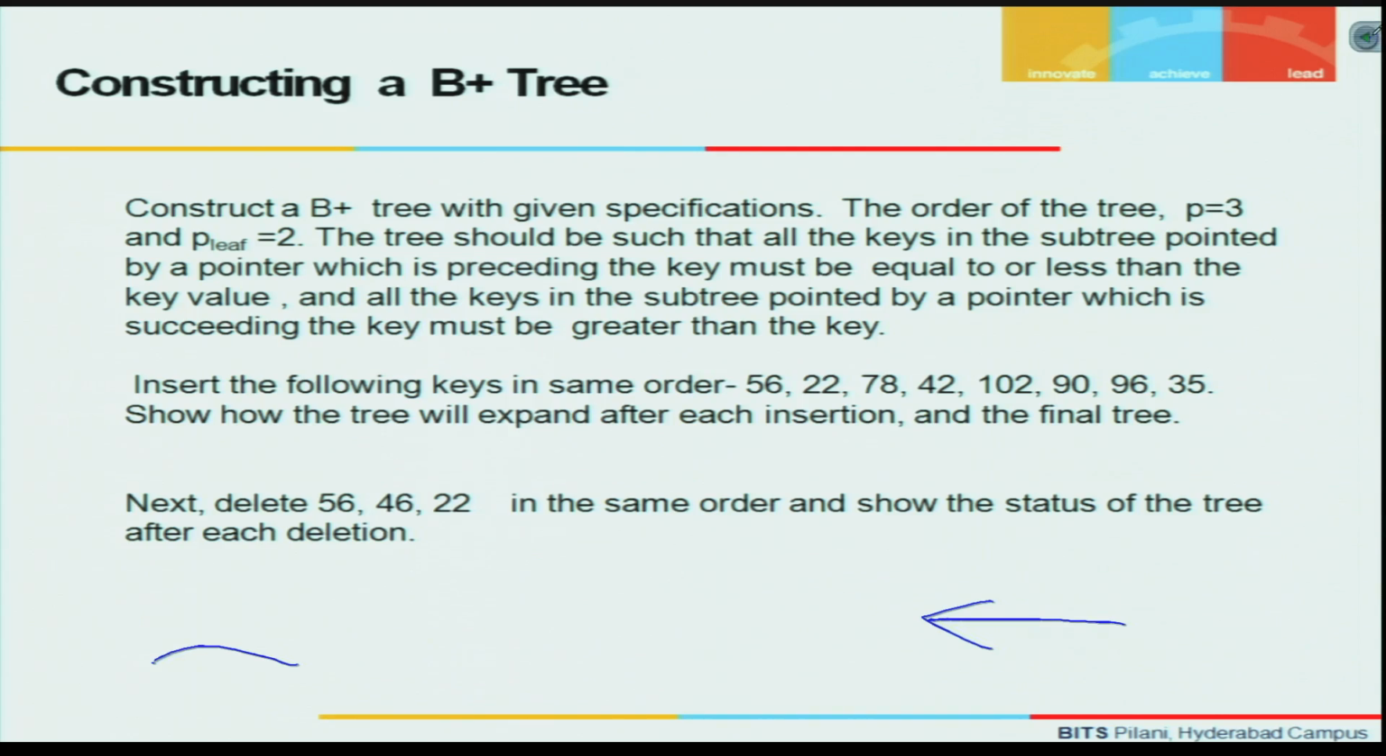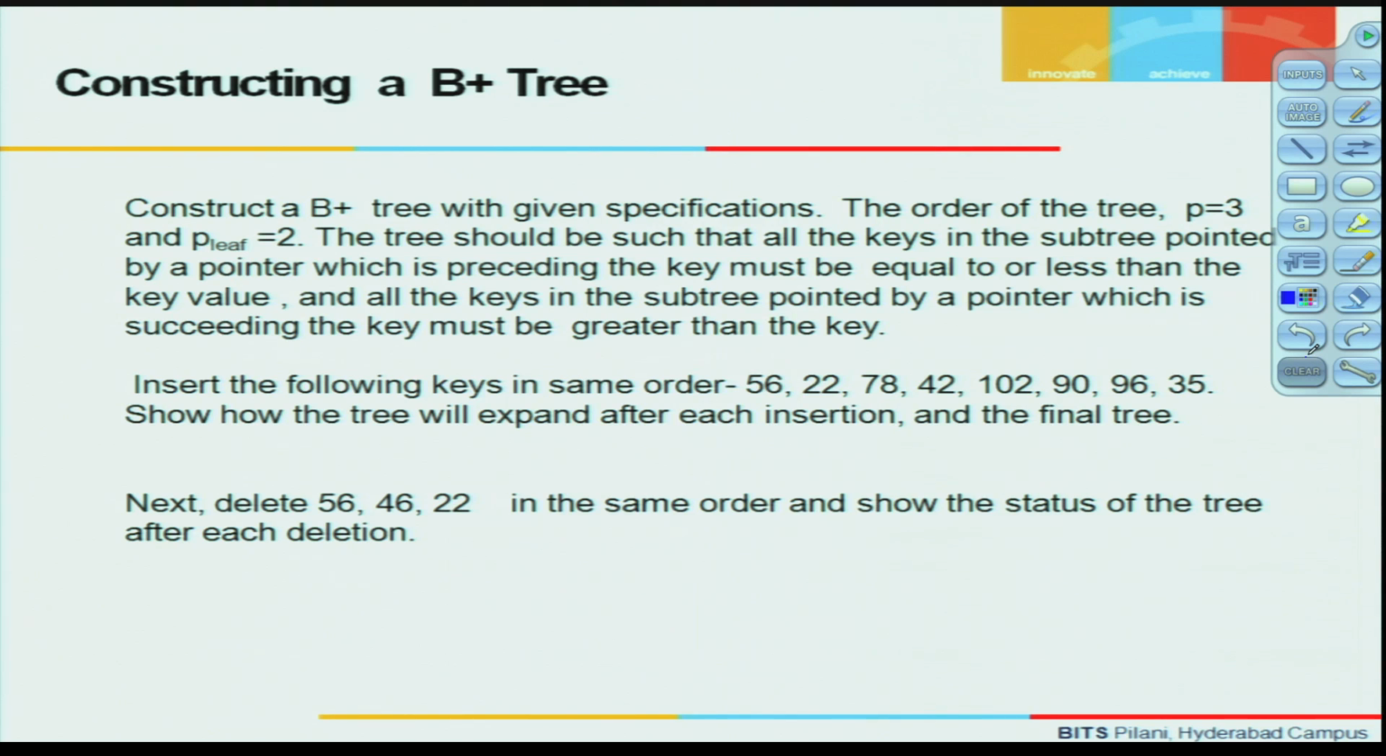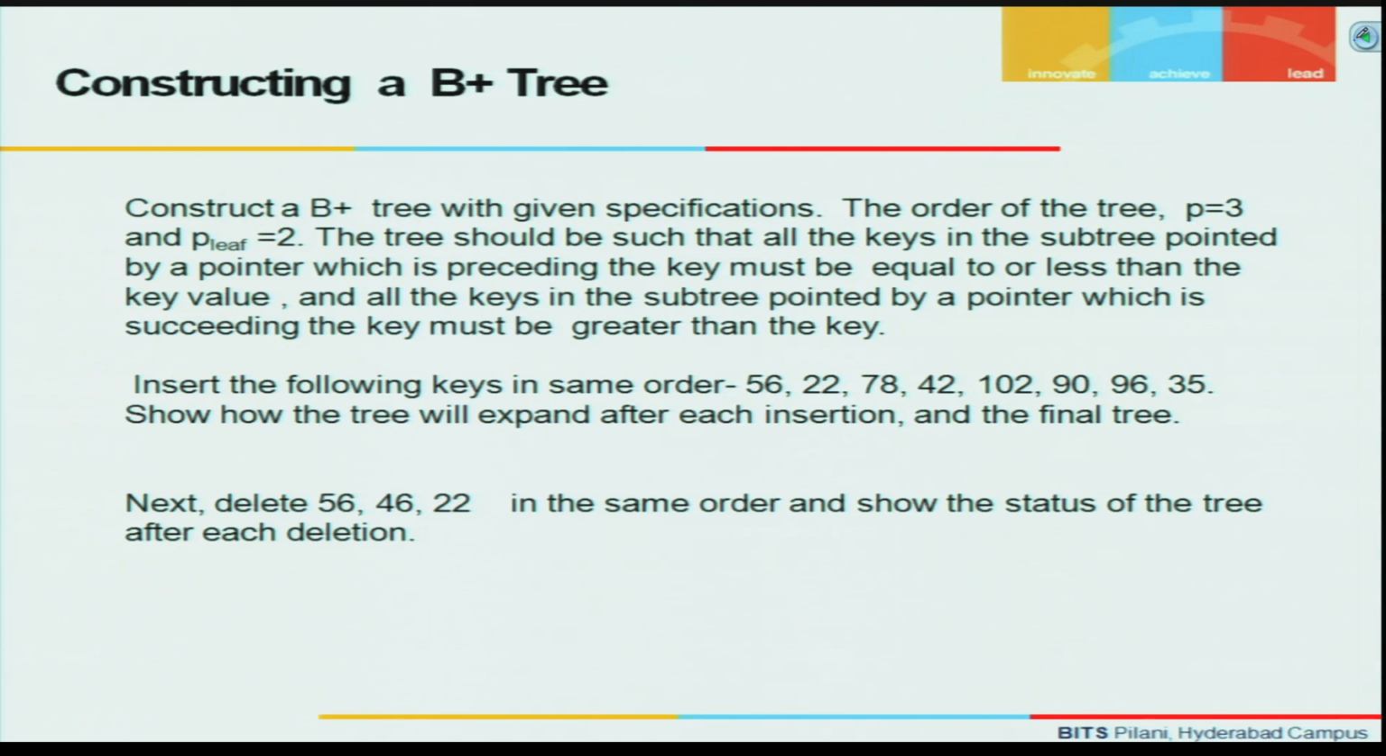Now let us have a look at some example wherein we will get a better understanding about how insertions and deletions take place in a B plus tree. Here a problem is given: construct a B plus tree with given specifications. The order of the tree is P, that is, the maximum number of pointers in an internal node can be 3, and P leaf equals 2, meaning that the leaf node can accommodate only 3 keys.